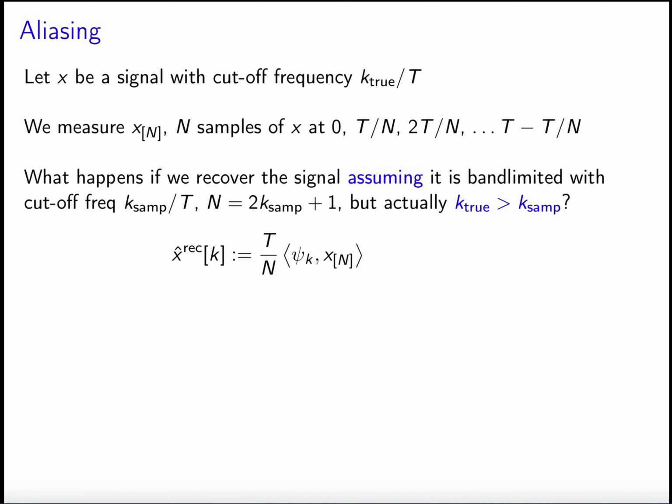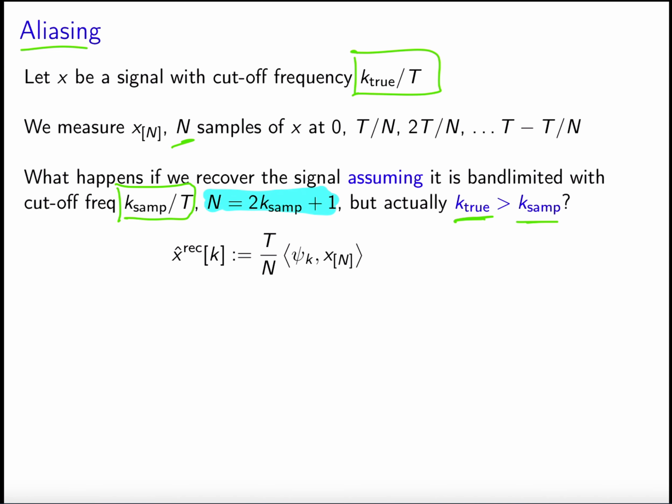Okay, so aliasing happens when, this is aliasing in general, we have a signal that has cutoff frequency k true over T. This would be 4 in our example. We measure it at 10 samples, but we assume that it is bandlimited with a different cutoff frequency that is smaller. In our case, 2. Okay, and then we're going to pay for that mistake. How are we going to pay for that mistake? If the true cutoff frequency is larger than the cutoff frequency at which we're sampling, because this is the problem, we sample at just twice this smaller frequency.